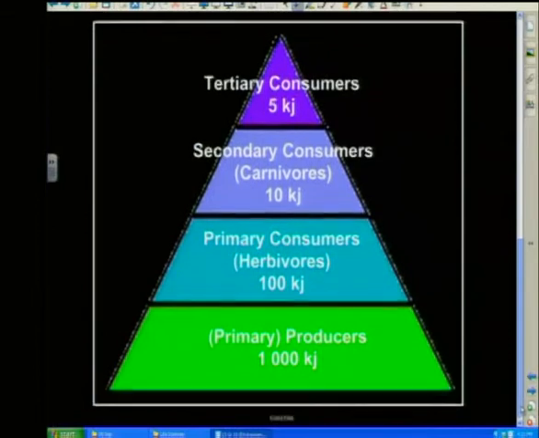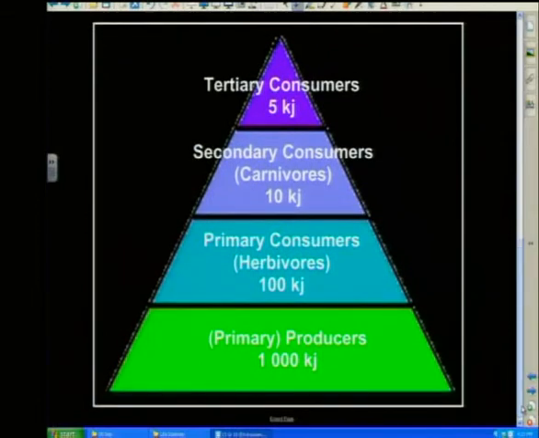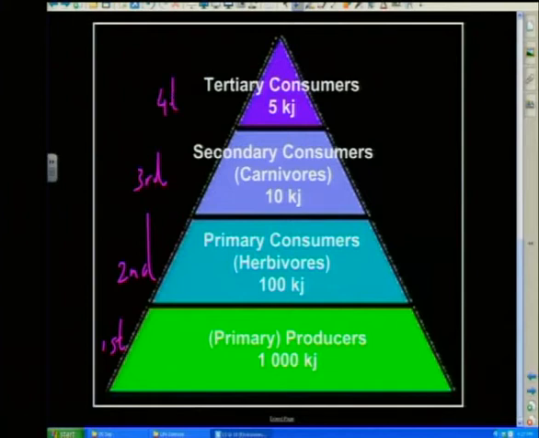Let's look at this example. Here we see again, we've got the first trophic level, the second trophic level made up of your primary consumers, your third trophic level, and your fourth trophic level made up of your tertiary consumers. The producers form the base of the pyramid, and we see that they have 1,000 kilojoules of energy available to them, and this is obviously the primary producers, which would be plants.